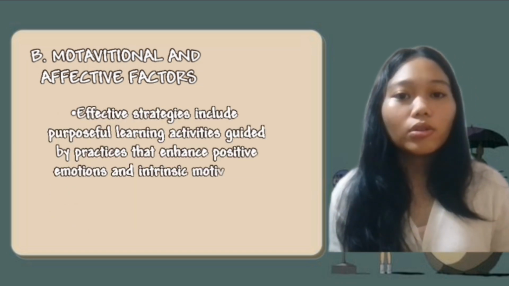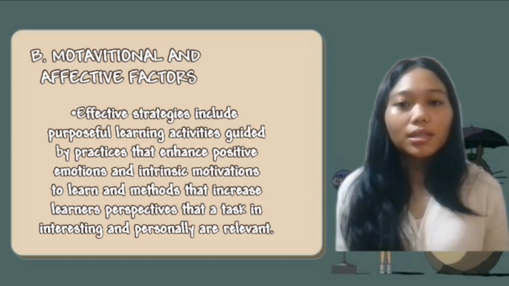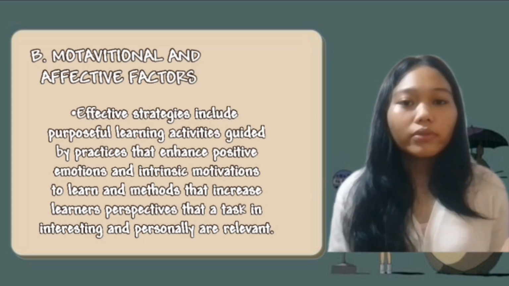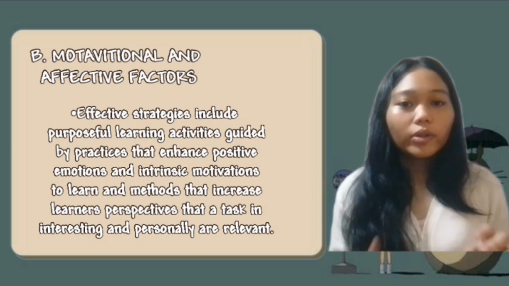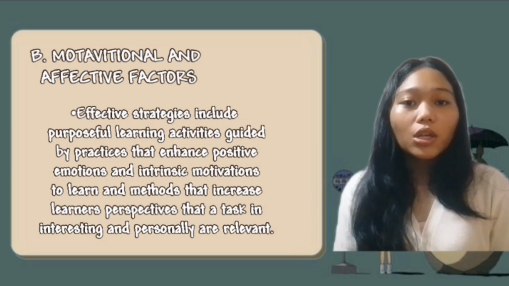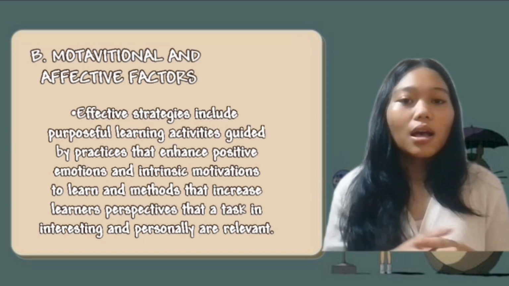The number three, which is effective strategies, include purposeful learning activities guided by practices that enhance positive emotion and intrinsic motivation to learn, and methods that increase learners' perspective that a task is interesting and personally relevant. So in that statement, educators choose activities that are relevant to students' lives and interests.